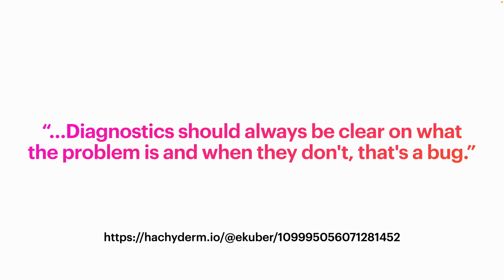This is a quote from somebody that works on Rust. Specifically, this is in relation to working on the error messages that come out of the compiler. "Diagnostics should always be clear on what the problem is. And when they don't, that's a bug." So what this is saying is if the Rust compiler outputs an error message that doesn't tell you what's actually wrong with your program, the Rust team will consider that a bug that you can file an issue against, and somebody will work on fixing it. This to me is huge and is a large reason as to why the compiler messages in Rust are so good.